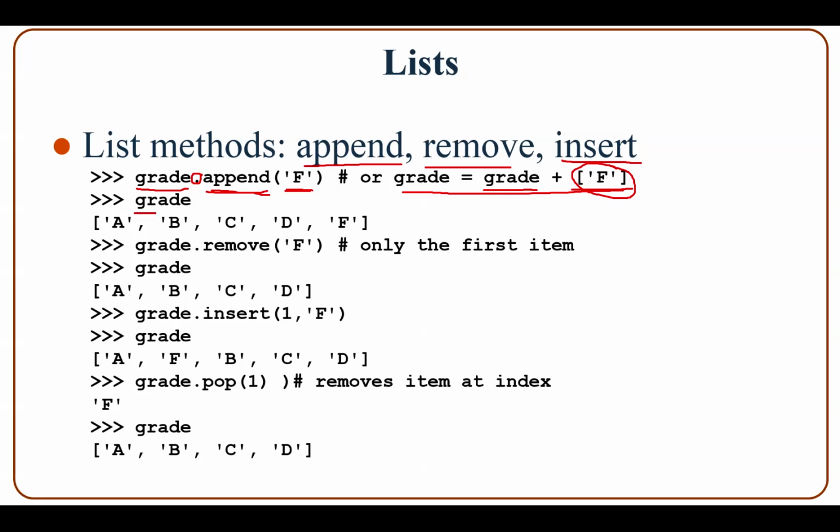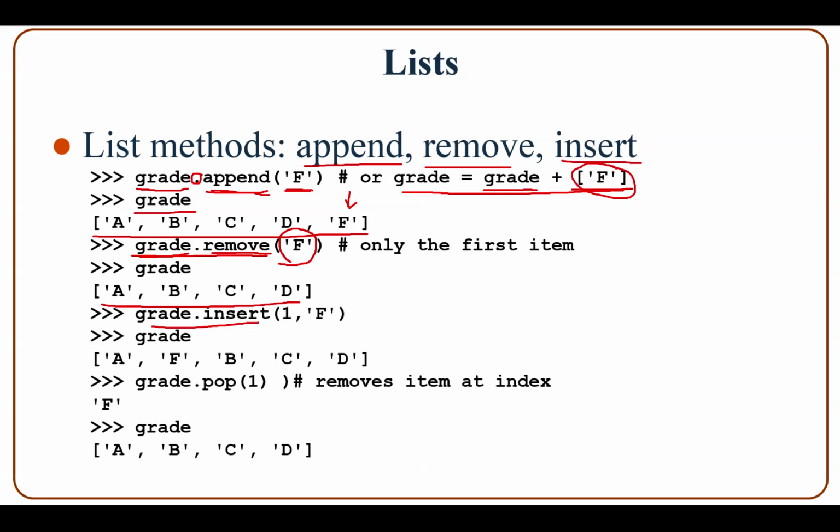So if you type in grade, then it gives you what it has. And here F is the newly appended element. Grade.remove. Okay, this is a remove method of the list grade. So you remove something, then you give the element that you want to remove, and then show what you have in grade.